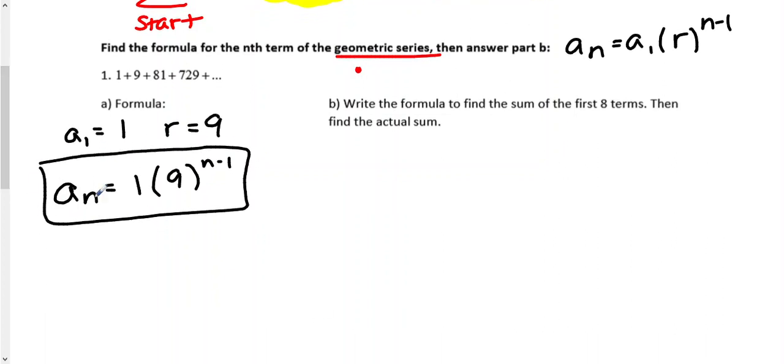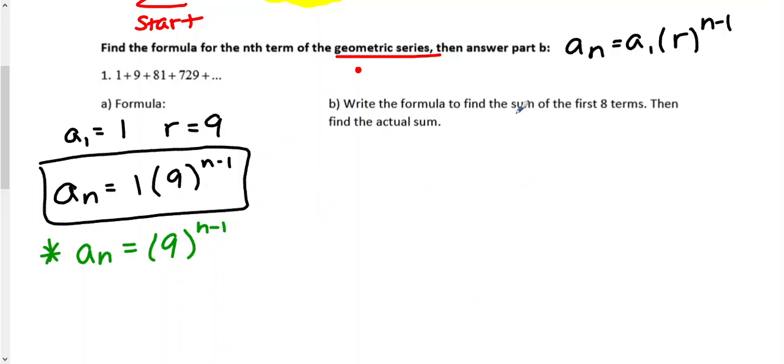This one is a little interesting because you will mostly see it written as a sub n equals 9 to the n minus 1. Why? Because it's a number 1 in the very front, and if you don't see a number, it's implied that it is the number 1. So we did part A, we have our formula. Now we have to do part B.